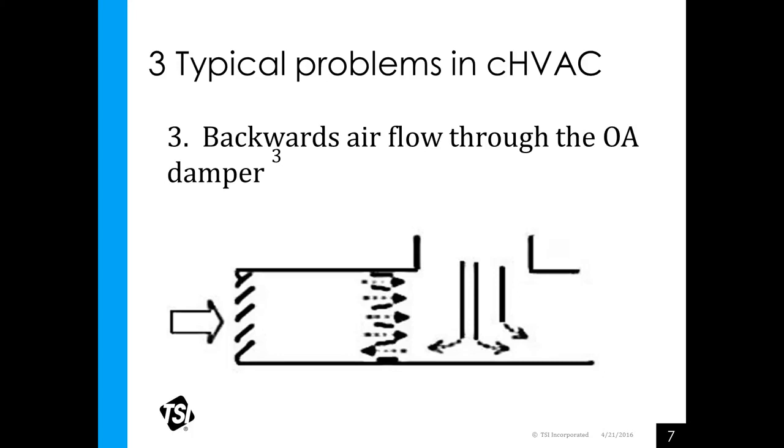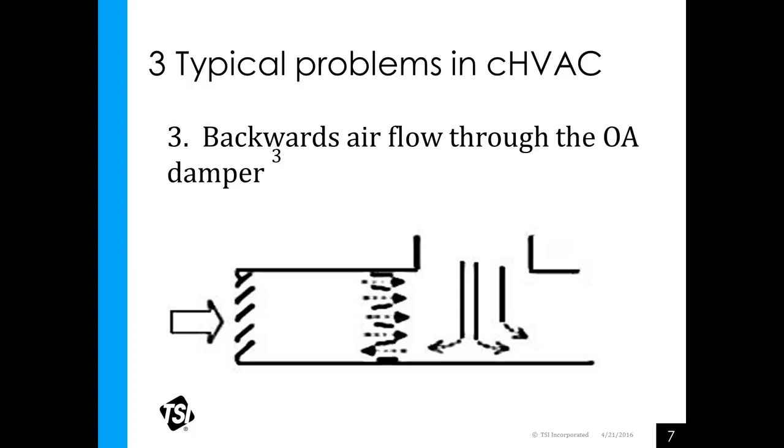So that needs addressing. The third typical problem in critical HVAC, I see it all the time, is backwards airflow through the outside air damper. And you would think, how can that be? That's an innie, not an outie. Well, there's turbulence there. In many designs and many installations, turbulence causes pressure differences and also contributes to reversed airflow.